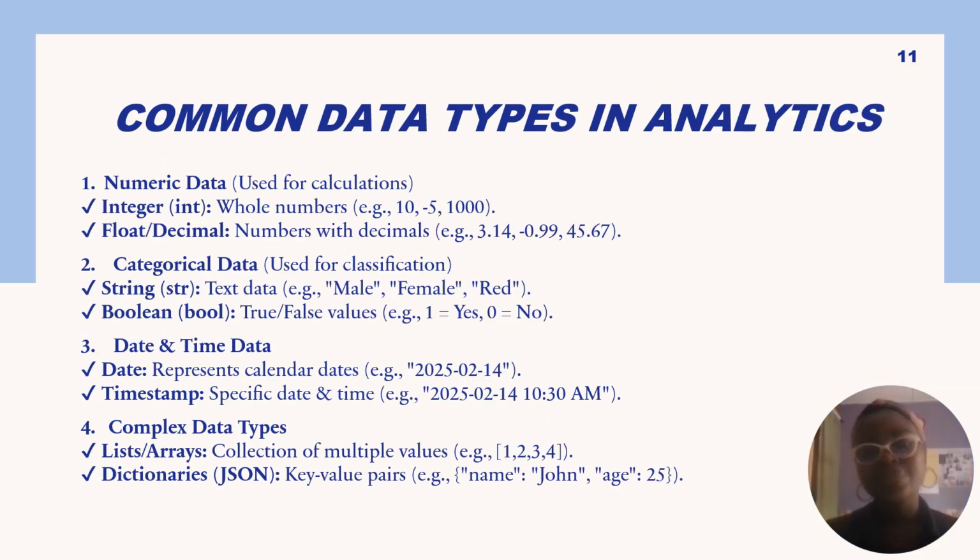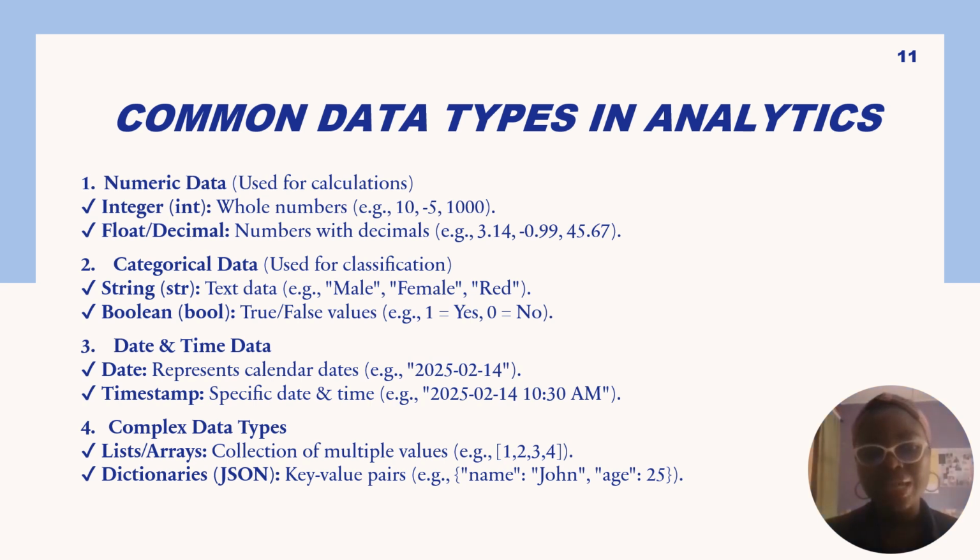So what are the common data types in analytics? We have numeric, categorical, date and time, and complex data types like lists and arrays, and dictionaries, just like a JSON file. For numeric data, numbers can be integers, floats, decimals, and so many more. We have categorical data, which includes strings. When you want to type your name in Python, you put it in quotation marks, because that is a string. The boolean is either true or false. True means one, zero means false.